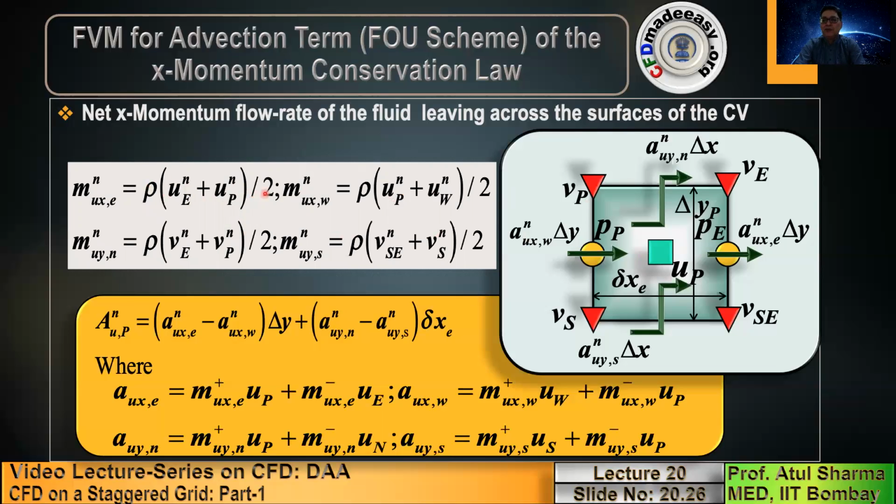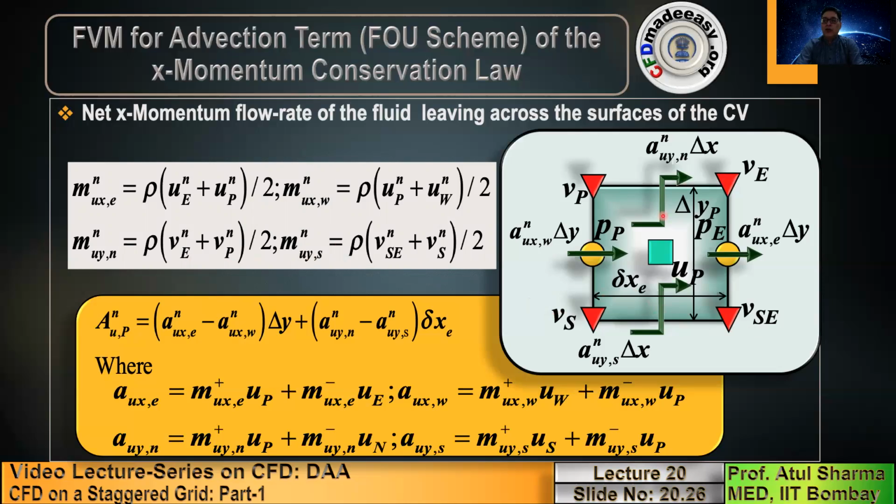So u small e here is to calculate the mass flux in the x direction on the east surface. u small e is equal to u capital E plus u capital P by 2. u small w will be u capital P plus u capital W divided by 2. And to calculate V here, the nearest V velocities are V capital E plus V capital P by 2, which is shown here. To calculate the mass flux MVy on the south surface, it is V capital S plus V capital P divided by 2.